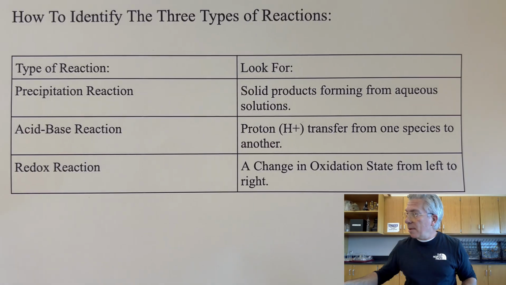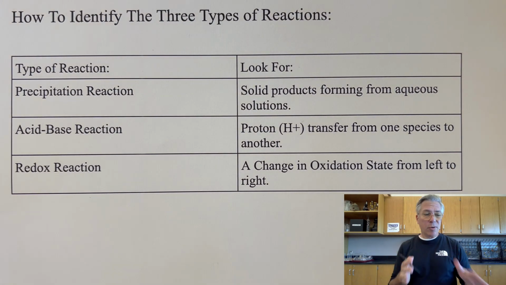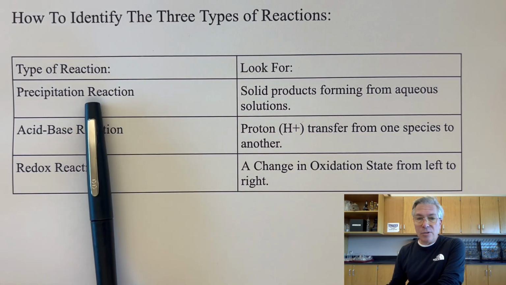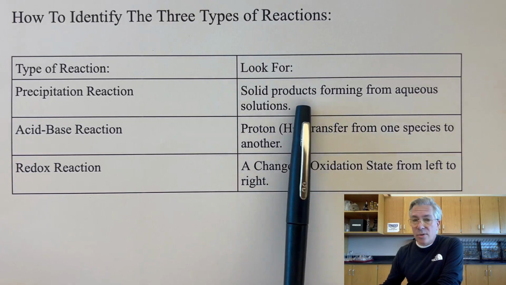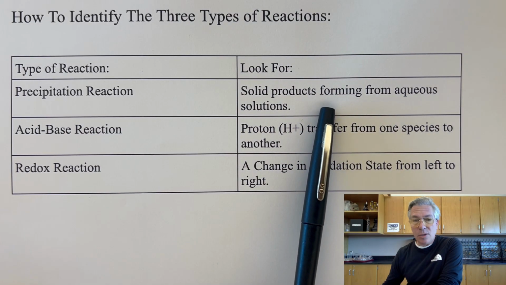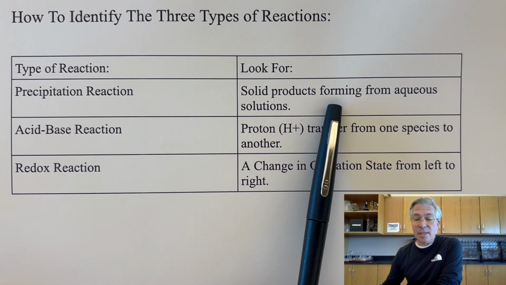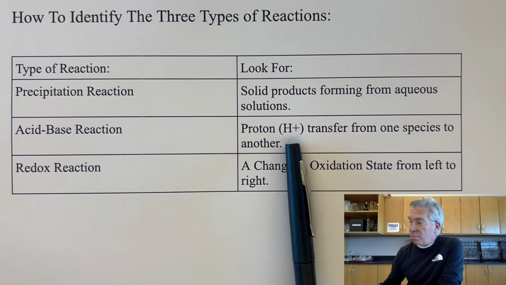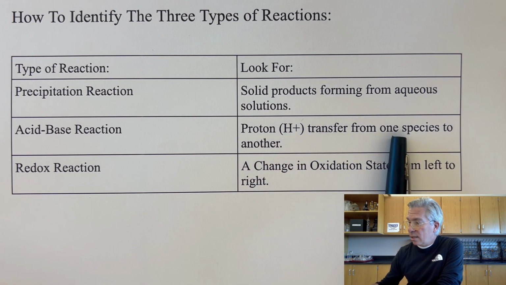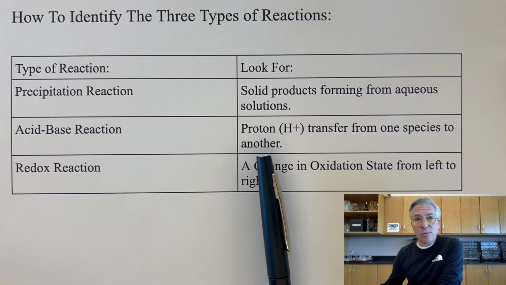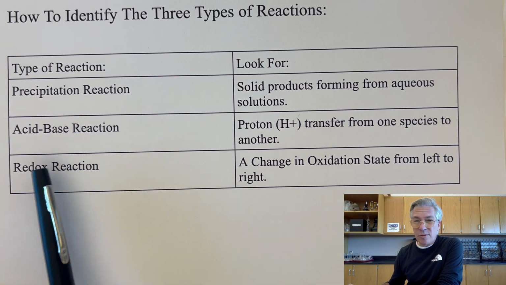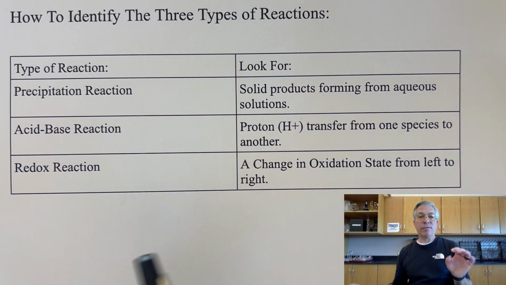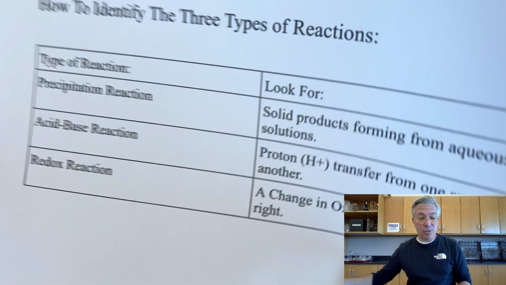But here's a little chart that I made to really try to simplify things and laser focus on what we really need to focus on. So, how to identify the three types of reactions. We've got precipitation reactions, what to look for: you're looking for solid products forming from aqueous solutions. If you see that, it's a precipitation and you can kind of ignore everything else. Acid-base reactions are all about the exchange of protons, hydrogen ions from one species to another. So you're just looking for hydrogens swapping places. And redox reactions, we'll have to spend the most time on this one, I think, which involves a change in oxidation state from left to right, because we'll have to review those oxidation state rules in case you need them.